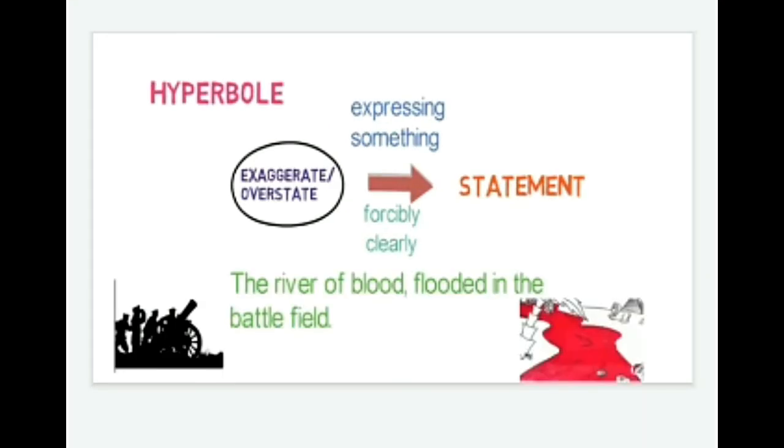For example, the river of blood flooded the battlefield. Here, the river of blood flooded the battlefield exaggerates, expressing a statement forcibly. It's an exaggerated sentence. So that is hyperbole.